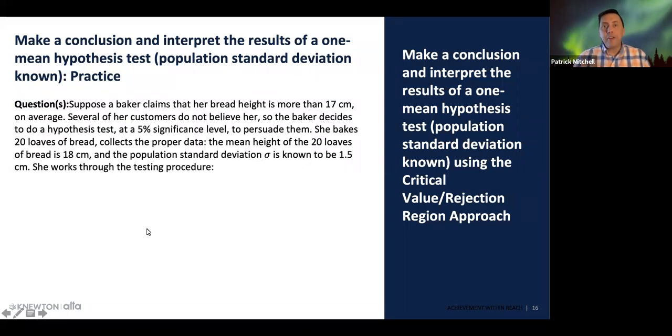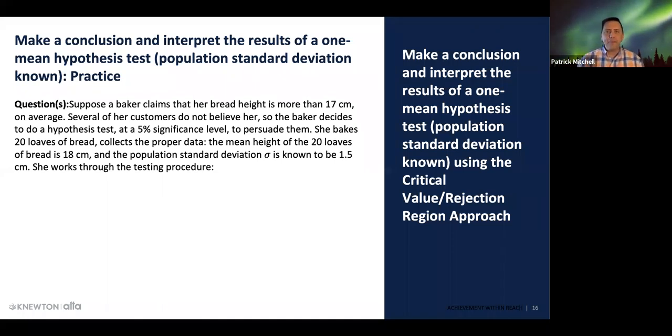All right, here's another example. If you would like to try this one, remember these problems do have about 5 steps to them, the way that your book explains it. Suppose a baker claims that her bread height is more than 17 centimeters on average. Several of her customers do not believe her, so the baker decides to do a hypothesis test at a 5% significance level. The people in these problems are really well educated in statistics.